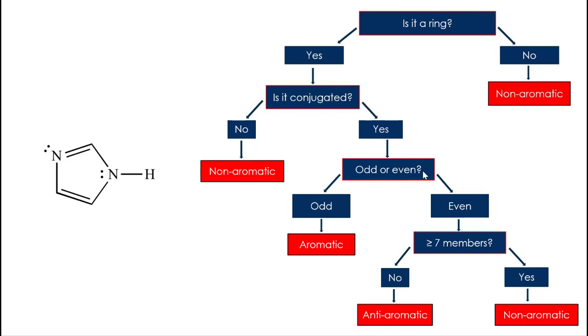Odd or even? For odd and even, we're looking at the number of pi bonds in the ring and also delocalized lone pairs in the ring as well. So we have 1, 2 pi bonds, and then we also have this delocalized lone pair. So it's going to be 1, 2, 3, which is odd. And so we can conclude this molecule is aromatic.